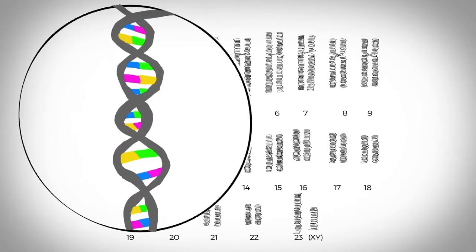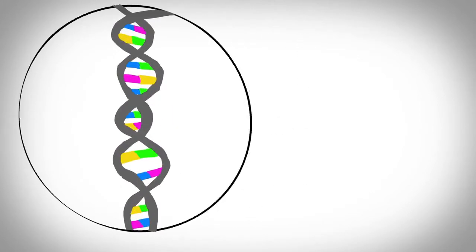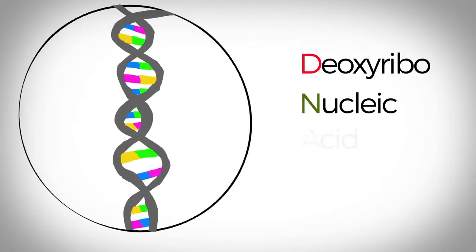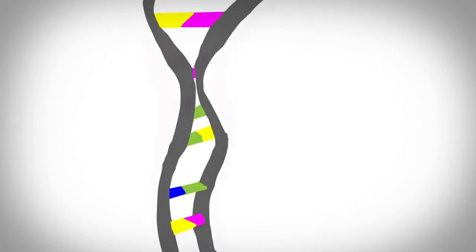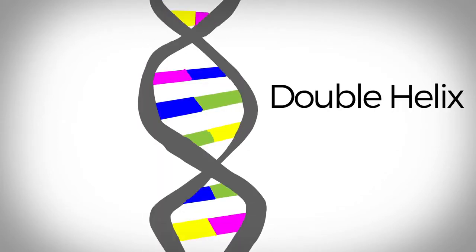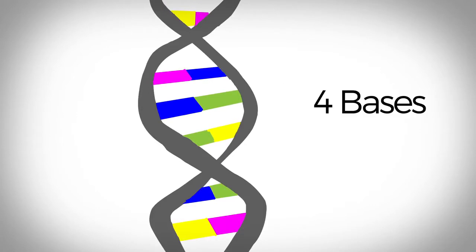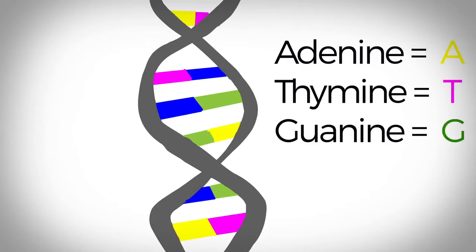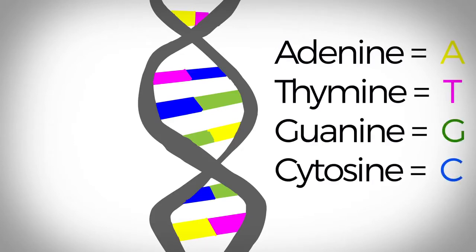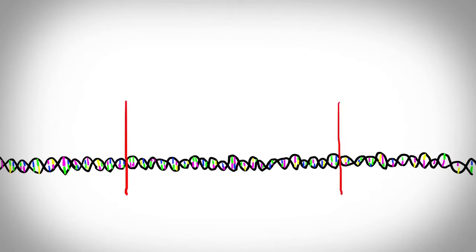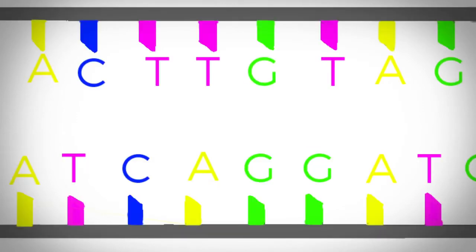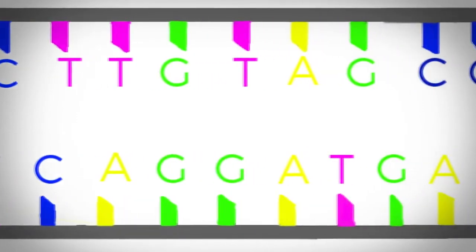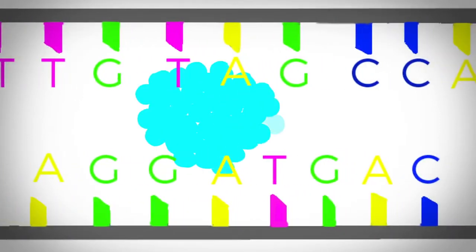The chromosomes are really long strings of DNA, deoxyribonucleic acid. DNA is shaped like a ladder that's been twisted. This shape is called a double helix. The steps of the ladder are made of 4 bases. Adenine is A, thymine is T, guanine is G, and cytosine is C. A stretch of the DNA is called a gene. Your body reads the genes and the letters like a recipe and builds protein.